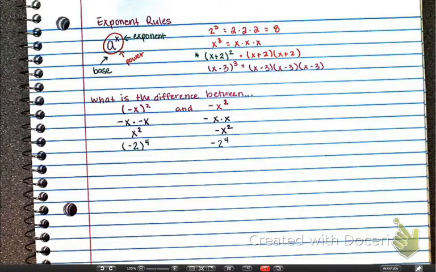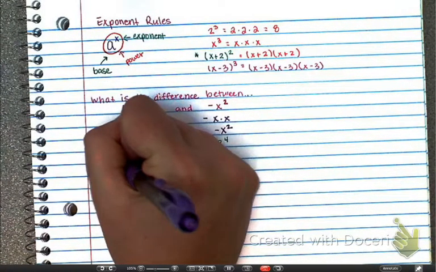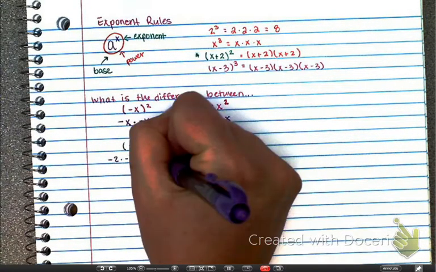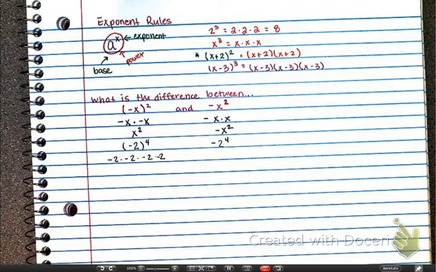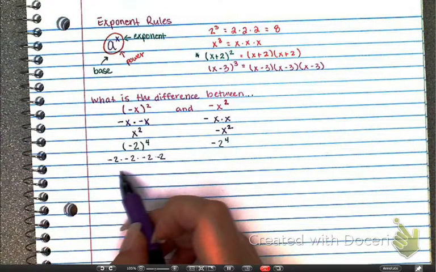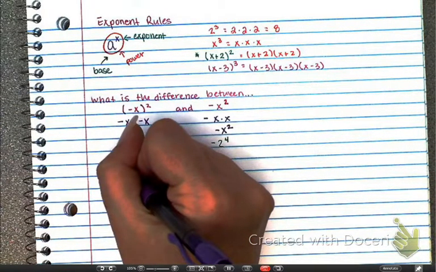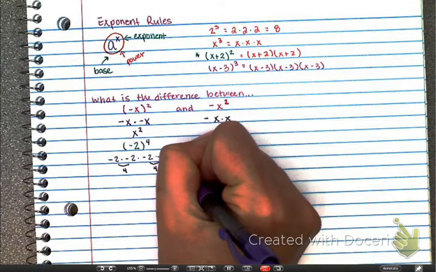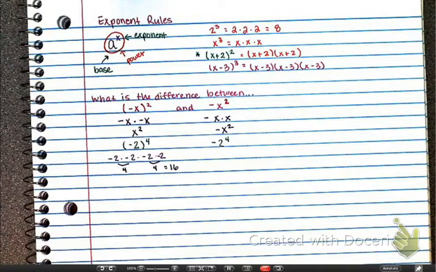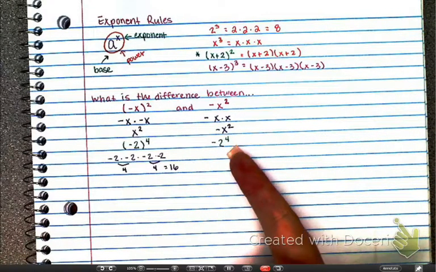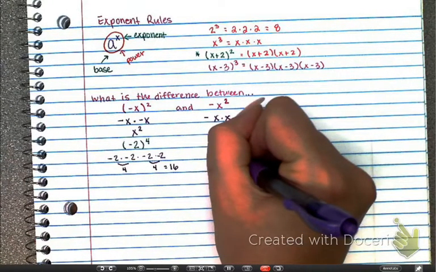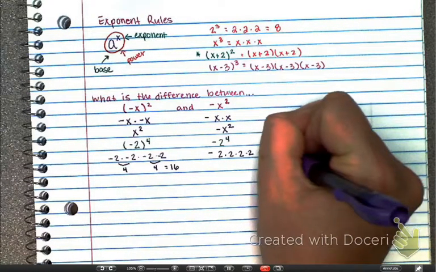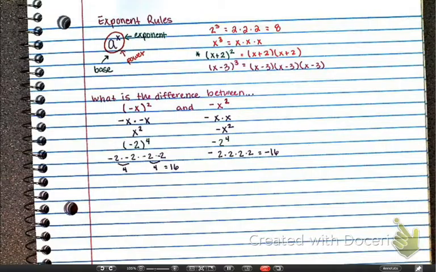Positive 16? Okay, so you have negative 2 times negative 2 times negative 2 times negative 2. Right? Negative 2 times negative 2 gave you 4. This gave me 4, giving me a total of a positive 16. Okay. In this case here, the negative attaches, and we just have 2, 2, 2, 2, which would give you negative 16.